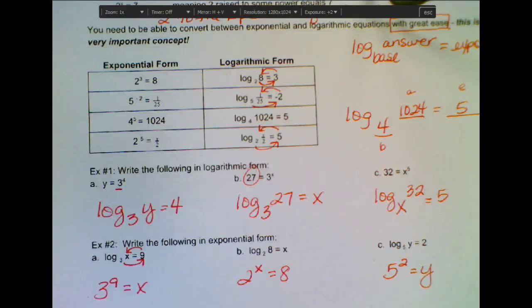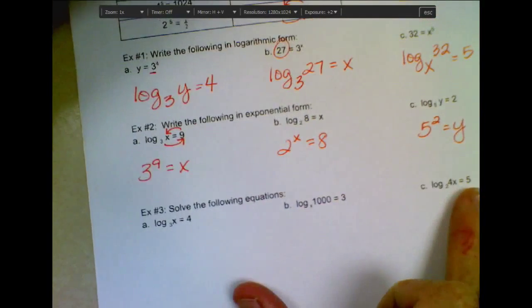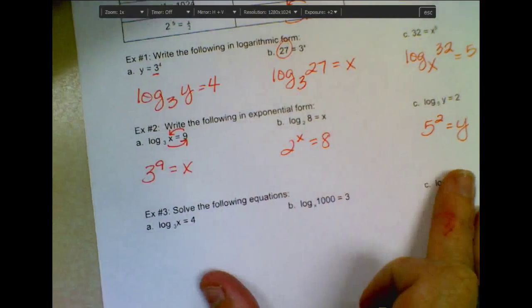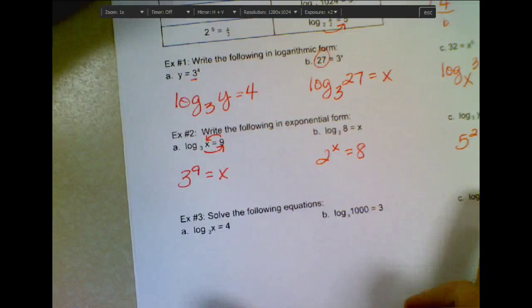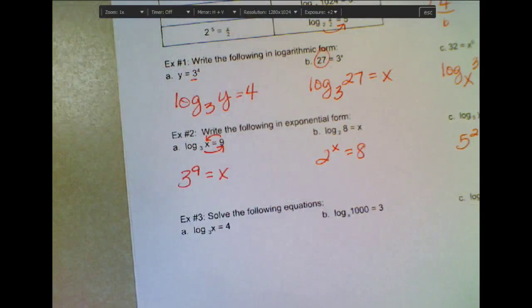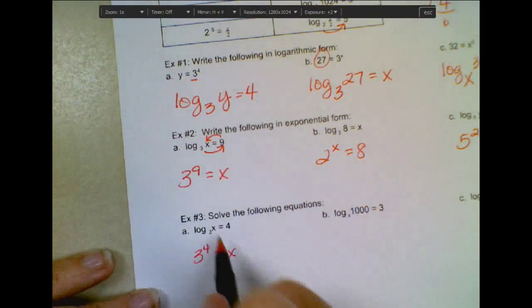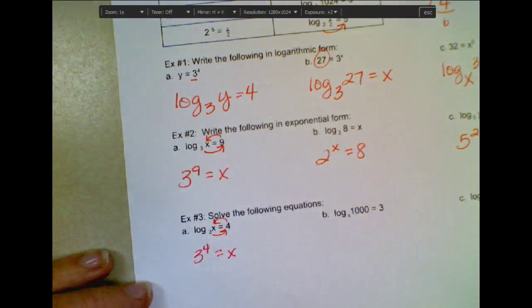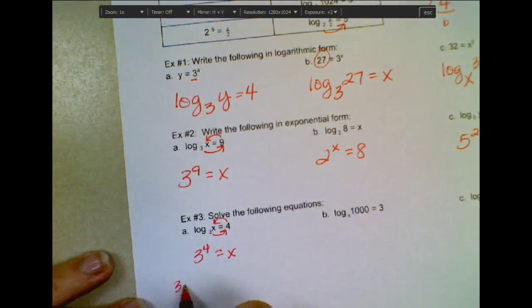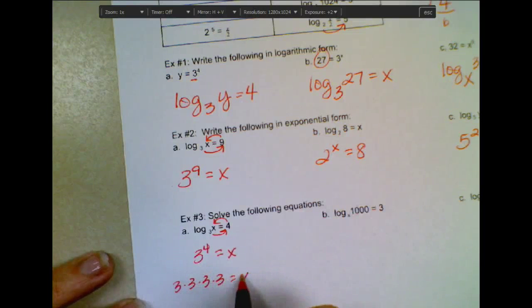Okay? So, now that we know how to do that fairly well, now we're going to solve logarithmic equations. Sometimes it's easier to do that by rewriting it as an exponent. So now we're going to go down, and to me, it's easier to convert this into an exponential equation in order to solve that. So first of all, write that in exponential form. Give you a minute. What I come up with is 3 to the 4th equals x. 3 to the 4th power equals x. Okay? So I know that means 3 times 3 times 3 times 3 equals x, so I should get 81 equals x.